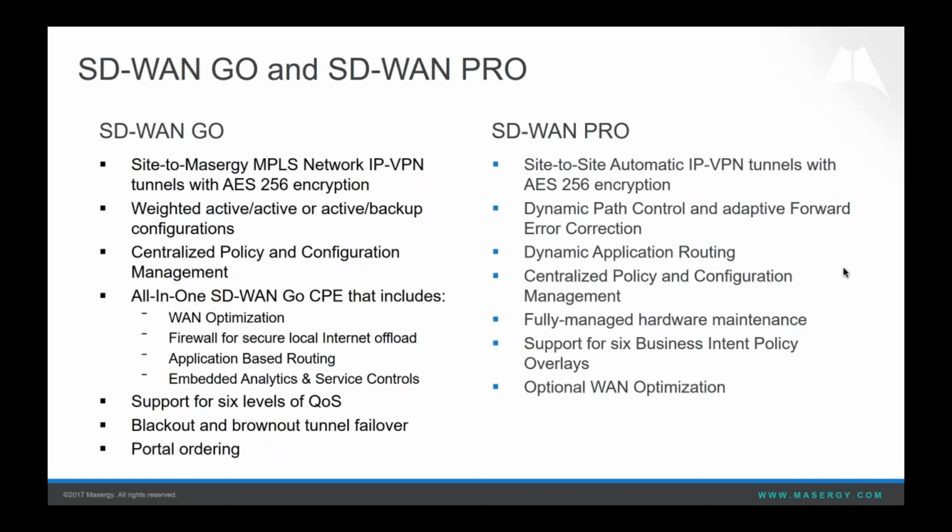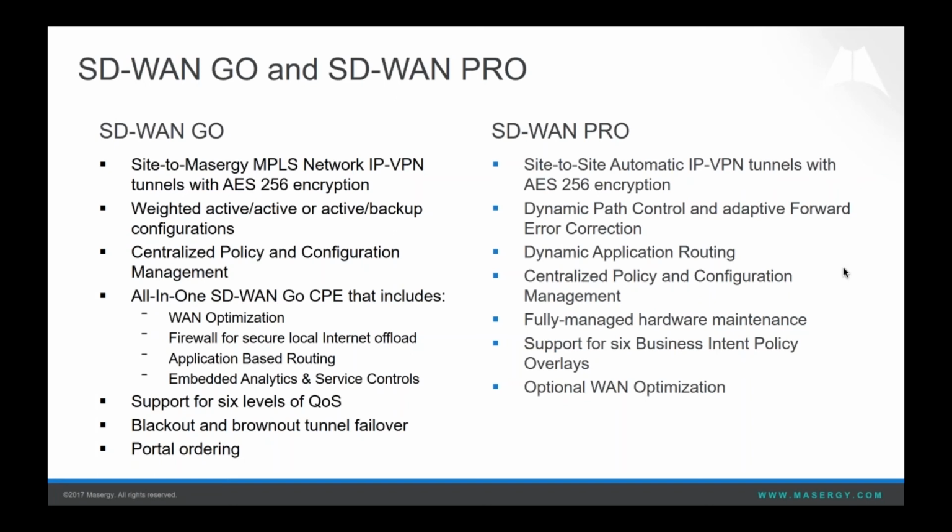The key difference, though, between an SD-WAN Go network and SD-WAN Pro is really how the sites are interconnected. SD-WAN Pro is your typical SD-WAN that really considers the core networks as a transport network only. They're basically agnostic, so you lose some of the inherent benefits that the core network can bring to you, because all you're doing is tunneling through those networks.